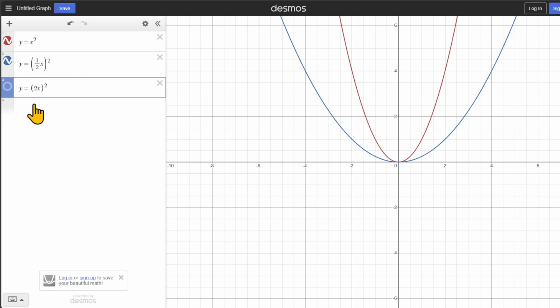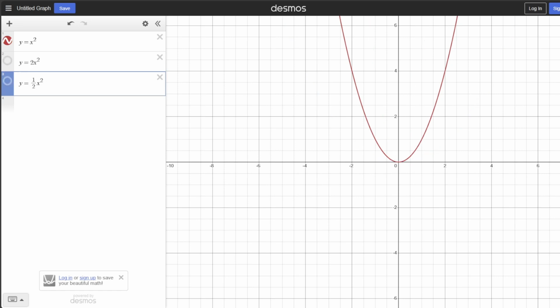A horizontal shrink is when a is greater than 1. Here I've entered a 2. So now, when x is 1, y is 4. And looking over here, when I square 2x, 2 squared is going to be a 4. So I have when x is 1, y is 4.